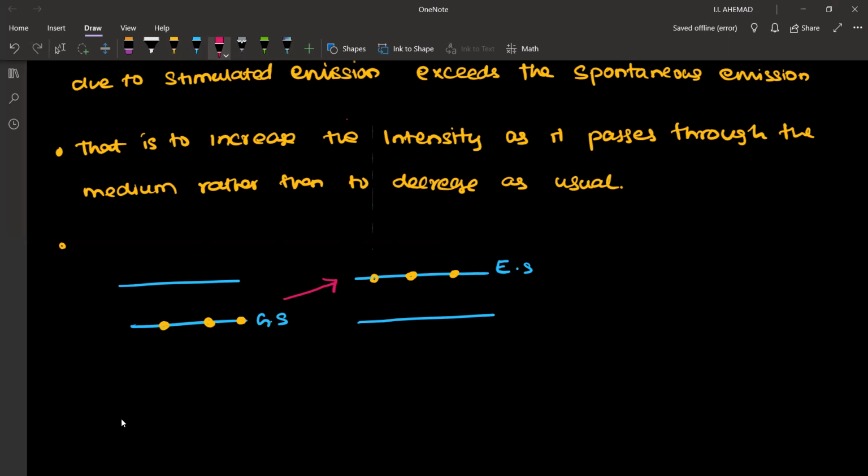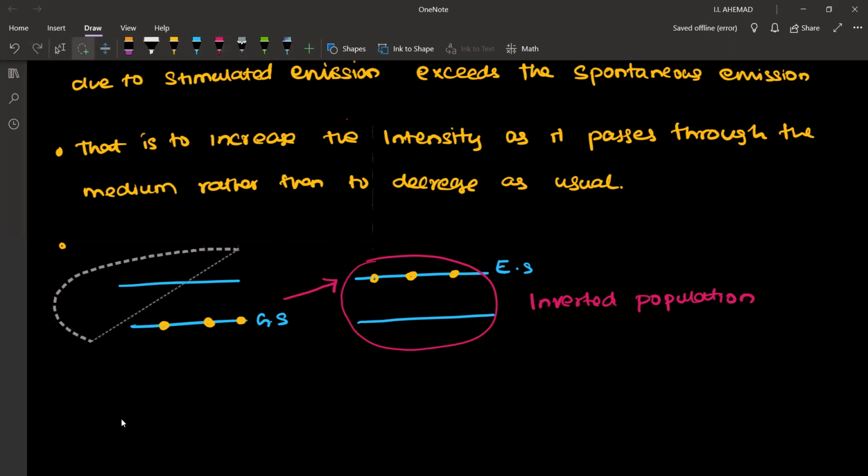Therefore, they call this setup inverted population. This is inverted population. Usually the population is in the ground state, but here in a laser, it is in the excited state. Therefore, we call it inverted population.